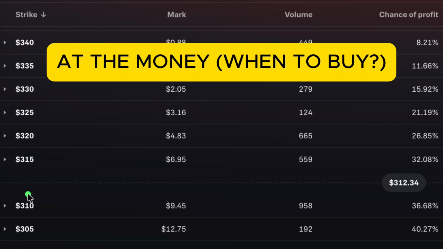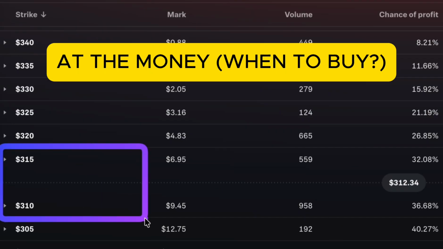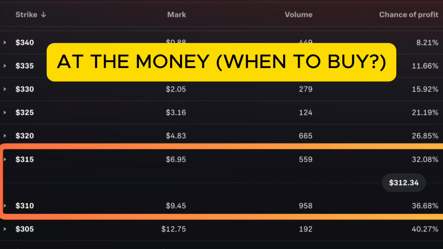So the at the money call options, if you see this one, this is a very nice indicator, chance of profit. If you buy this one, it has a 32% chance. And if you buy this one, you have a 36% chance. So these two have what I would call a medium percent chance.